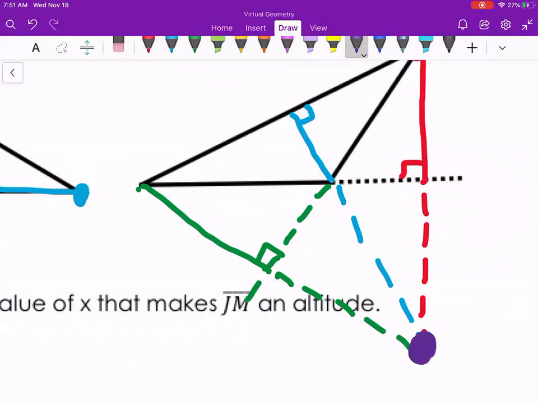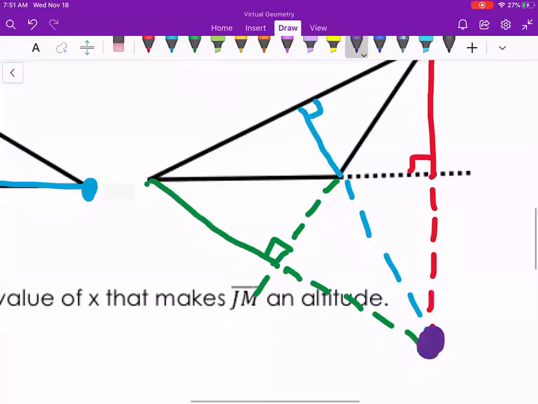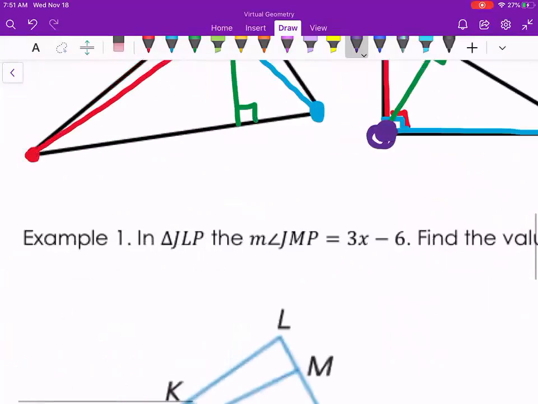And again, there's nothing wrong with that. What's happening is that as that one angle is getting bigger, that orthocenter is moving farther and farther outside of the triangle. But again, if it's obtuse, the orthocenter is outside. If it's a right triangle, the orthocenter is at the right angle. And if it's acute, they're all inside.